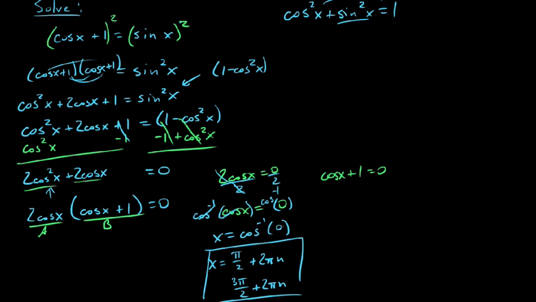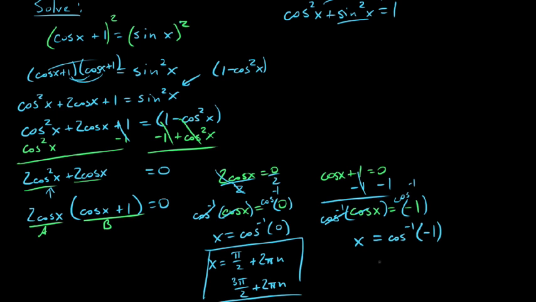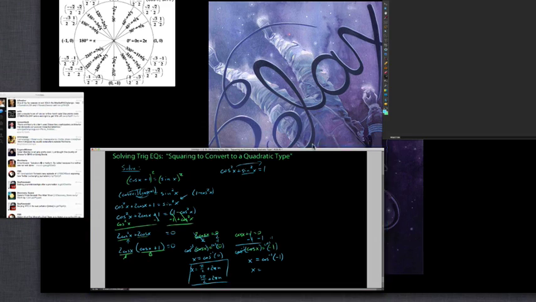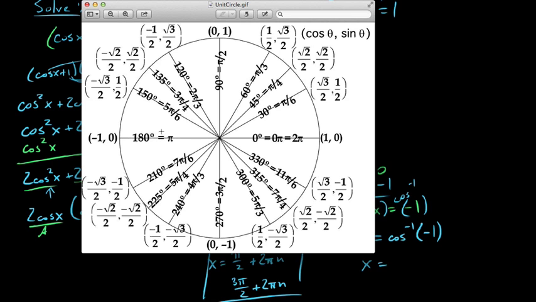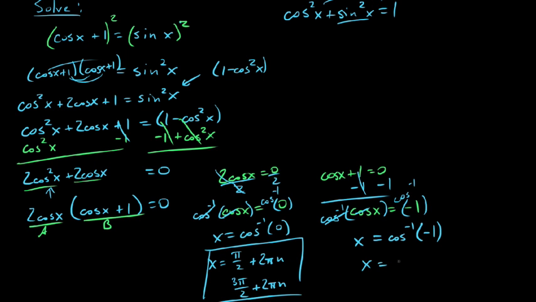We'll find out why. But solving this one here, we subtract 1 from both sides. We end up with cosine of x equals negative 1. So we'll undo our cosine using the cosine inverse: x equals cosine inverse of negative 1. Where is cosine equal to negative 1? Where our x values are equal to negative 1, and that's at a pi radian measurement. We say this is pi plus 2 pi n.